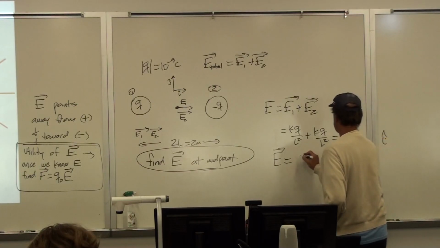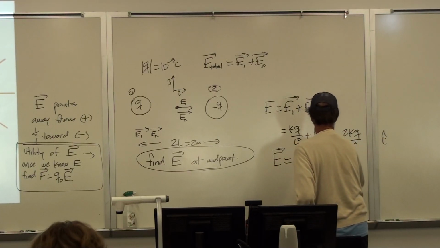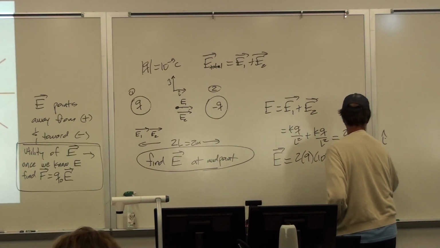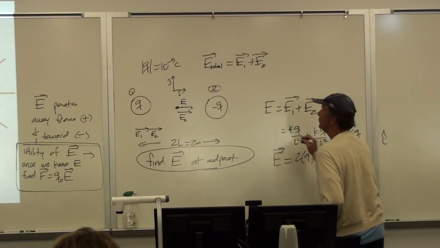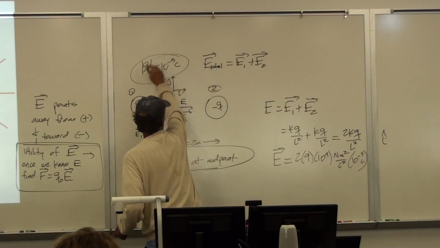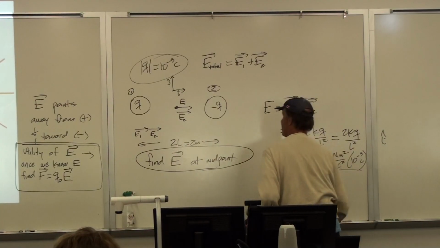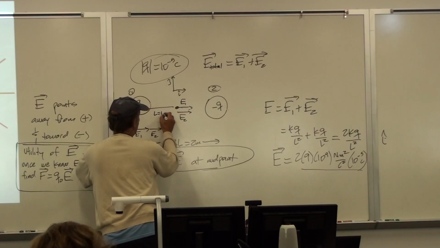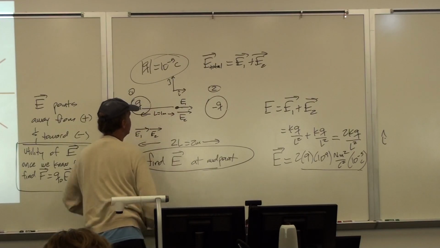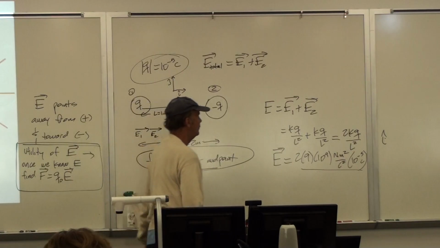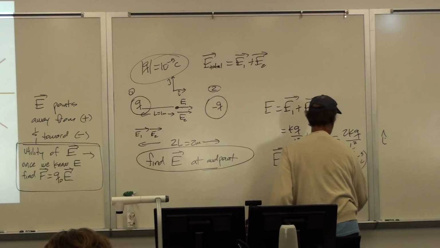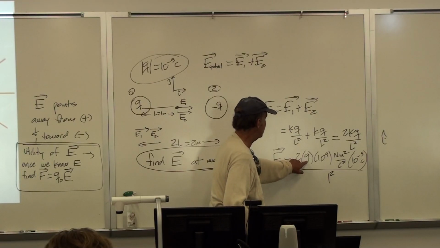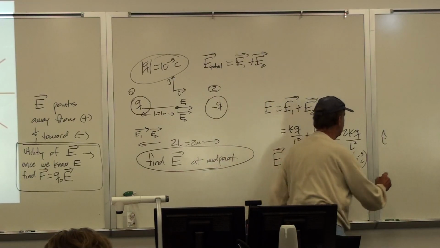And so plug in the numbers, you get 2 times 9 times 10 to the 9 newton meters squared per coulomb squared times 10 to the minus 5 coulombs. That was the charge, divided by, and I made this distance 2L equal to 2 meters, so that L equals 1 meter. That just makes my numbers come out easier. That's going to be divided by 1 squared. So that's what we've got here. So that's going to be 2 times 9 is 18 times 10 to the minus 1.